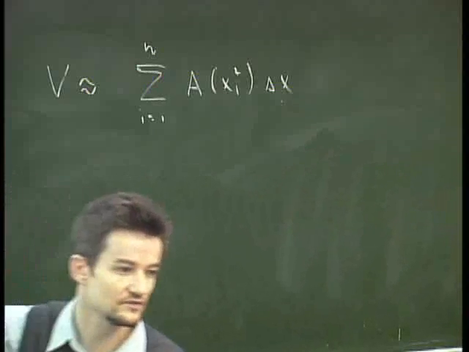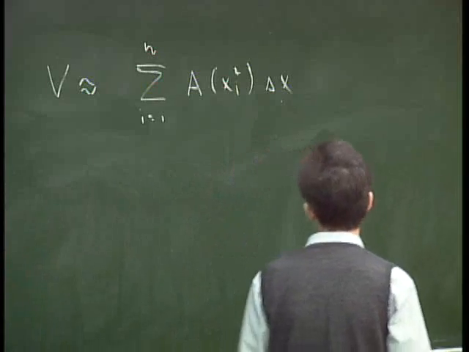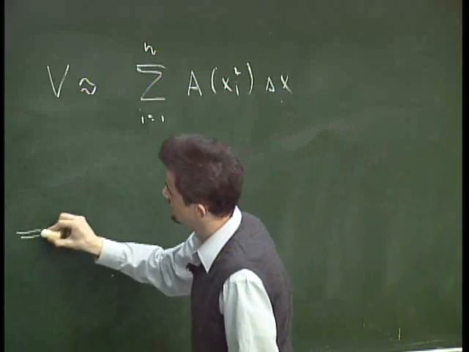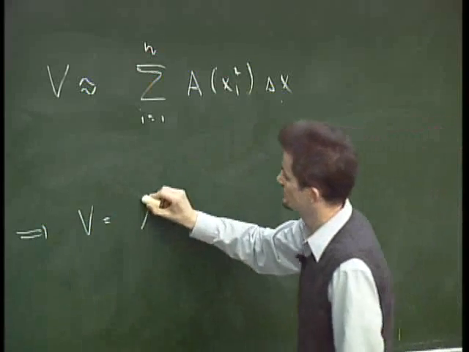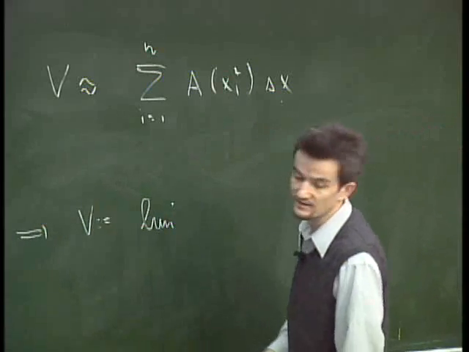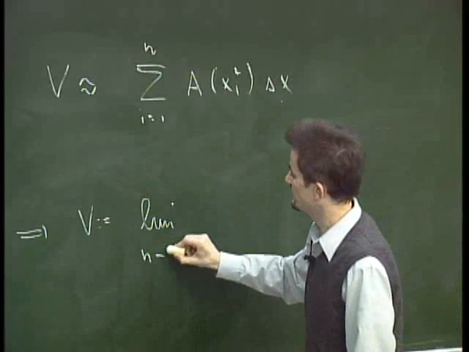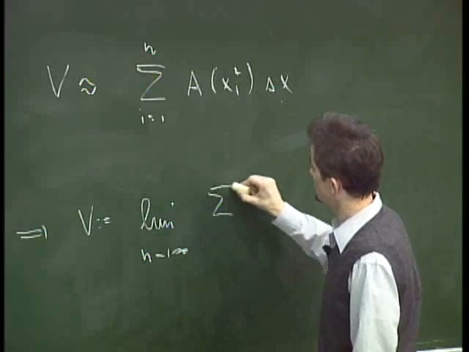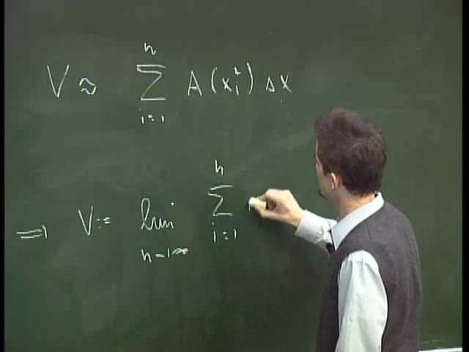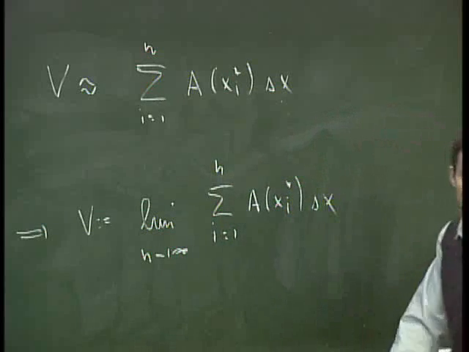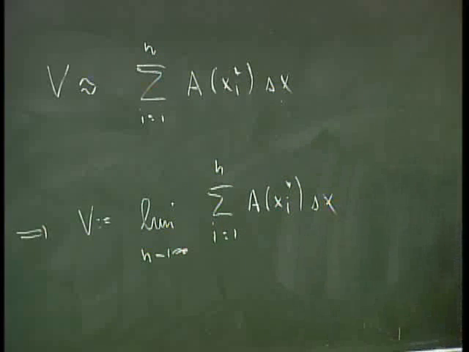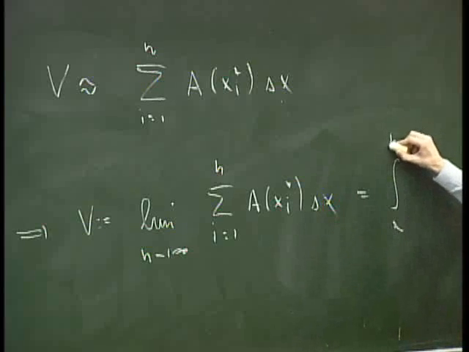In this case, 7 pieces, so n is equal to 7. And the volume is obtained as a limit. Or more precisely, the volume is defined as the limit as n tends to infinity of the sum, i from 1 to n, A of x i star delta x. And we recognize this is a Riemann sum, so we can write this as an integral. This is nothing else but the integral from a to b, A of x dx.